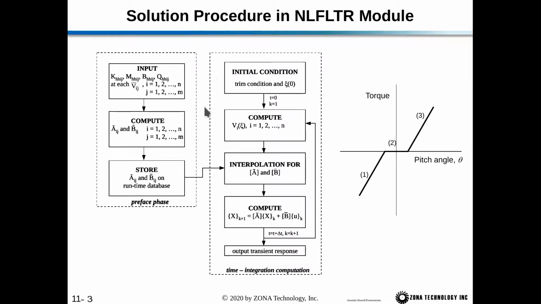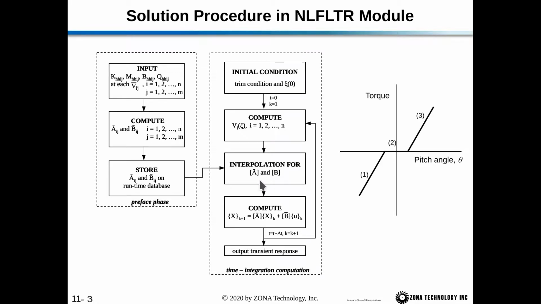Then for the time integration computation, we start at the initial condition, which includes the trim condition and ξ0. We set the time to 0 and our time step to 1. So this is the first time step. We then compute the Vi of ξ. So for the first time step, the Vi will just be 1 and 2. Like I said, in ZAERO we have 2 nonlinear parameters, so we compute those 2 nonlinear parameters. We then interpolate A bar and B bar based on our computed V.